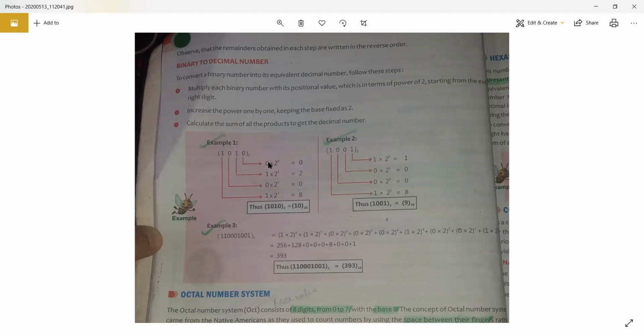Because 1 is multiplied by 0 here. Okay, beta. So 2 raised to power 3 is 8. 8 into 1, 8. So now you have to add 8 and 2 and it will come 10. You can also check 10. You can start dividing it by 2 and then the answer should come 1010 only. Okay, so from your book you will get so many examples, right?